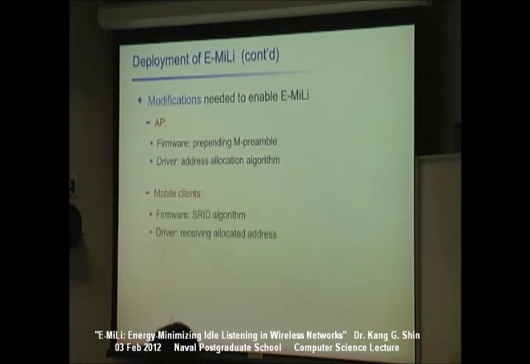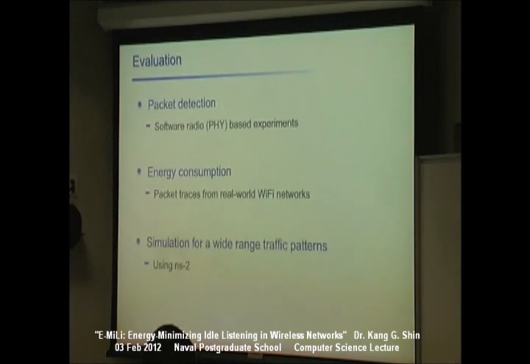What about the mobile device, the mobile client case? Well, in the mobile client case, when it receives the M preamble, it should be able to detect it, and also it should be able to generate that too. So you have to have the sampling rate independent detection algorithm that should be implemented in firmware. Again, you can implement this with special hardware instead of firmware. And also the device driver must be changed to receive this physical address allocated by the access point. So this is what we have to do in order to deploy this.